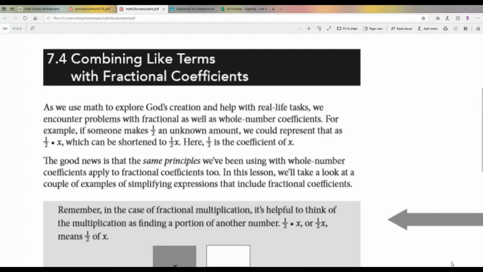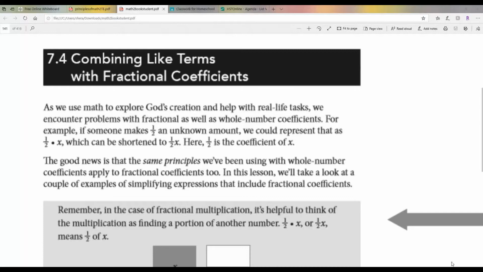And good morning. We're ready to start 7.4, Principles of Math 2. So yesterday we talked about using coefficients with 1 in front of them. So today we're going to combine like terms with fractional coefficients.